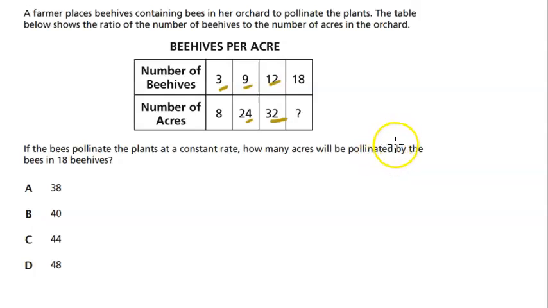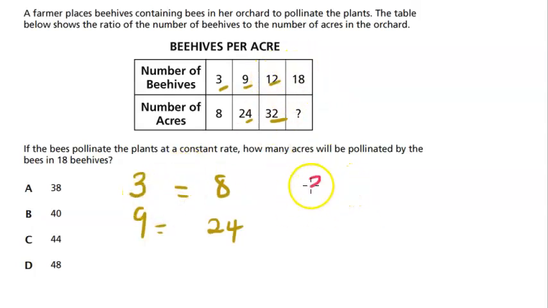This is a ratio and proportion problem. You have been given something. That means we know that 3 will pollinate 8 and 9 will pollinate 24. But because this is the pair we don't know, we can actually use any of the known ones to get to the one that we don't know. So I'm going to pick the closest or perhaps the smallest. So I know if 3 pollinates 8, then 18 will pollinate what?